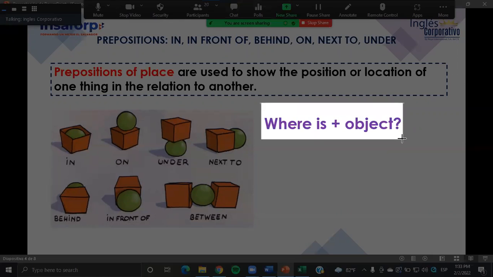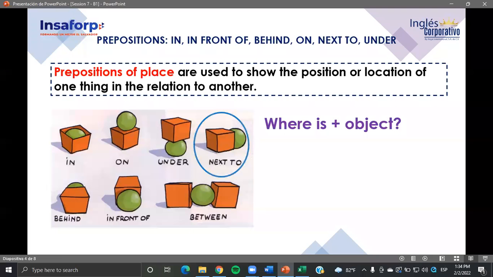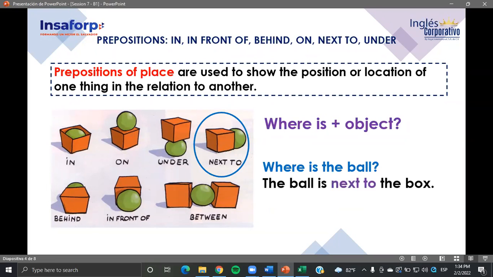That's the way you ask a question, and you're asking for positions. For example, if I tell you to look at the picture, and I ask, where is the ball? You can say, it's next to the box. So I'm asking you for a specific object, the ball. Where is the ball? The ball is next to the box.